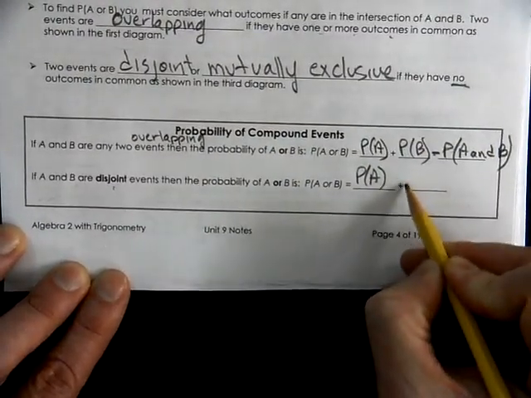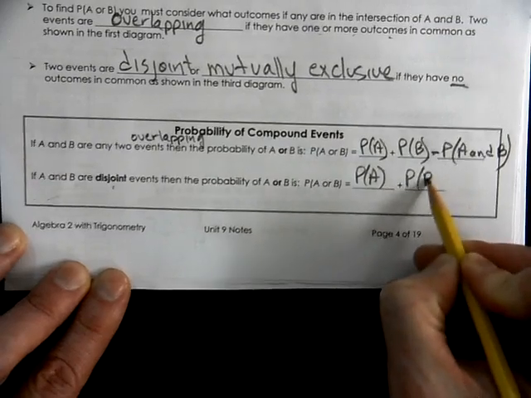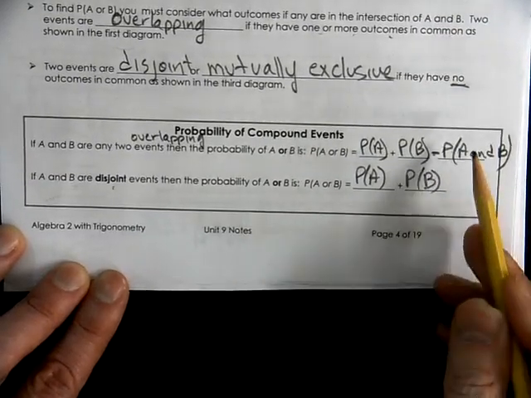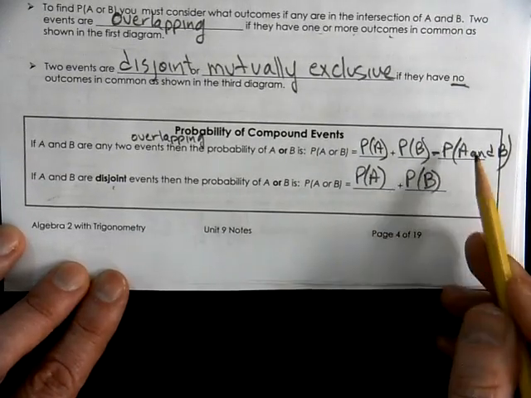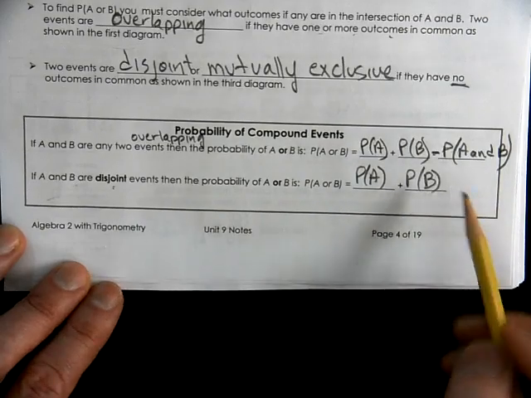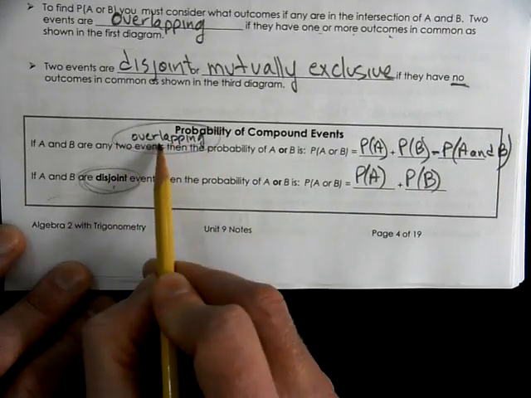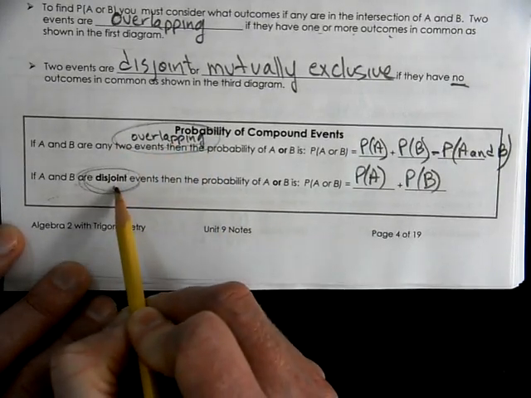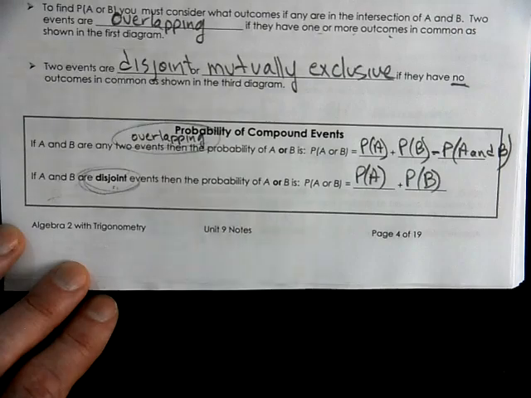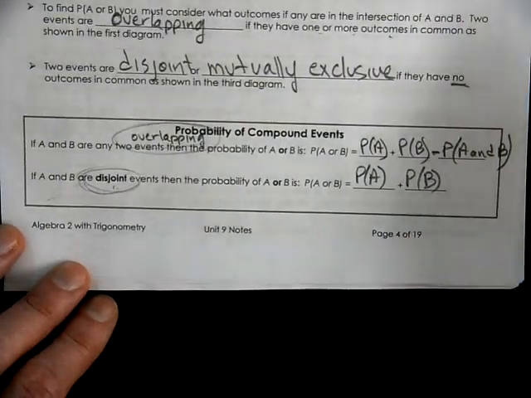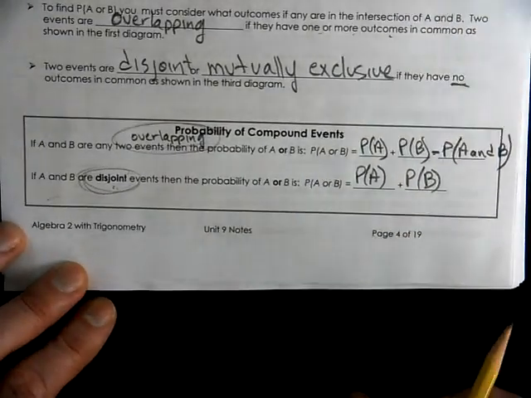In event A and B, if they're disjoint, if they don't have any overlap, then it's simply the probability of A plus the probability of B. There is no subtracting the overlap because there is no overlap. So you need to know, is there overlapping or is it disjoint? What's the topic covering? You got to get yourself invested in the question.